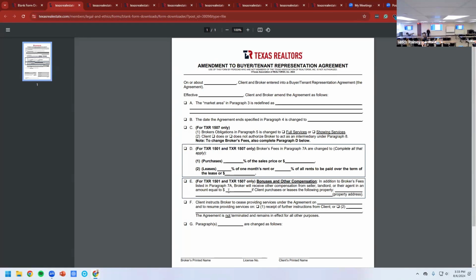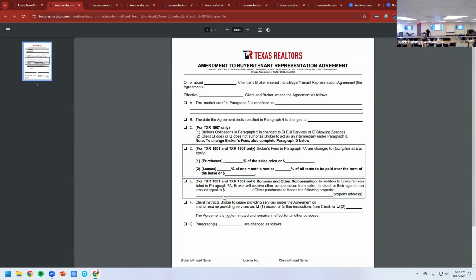In addition to broker's fee listed in paragraph 7A, broker will receive other compensation from seller, landlord, or their agent in the amount equal to the dollar amount, if client purchases or leases the following property, and then that property's address. So it's specific to the one property. Cool.